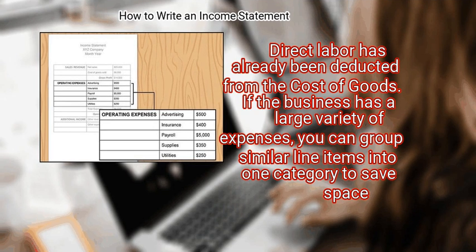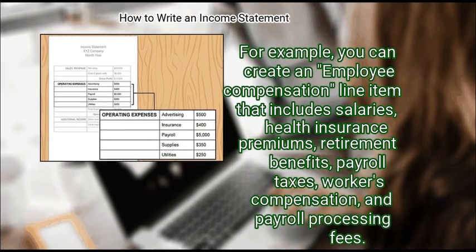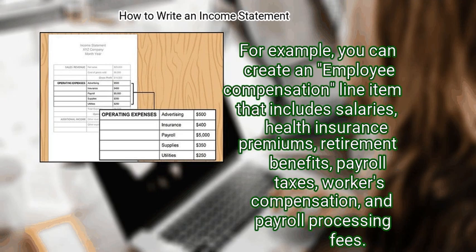If the business has a large variety of expenses, you can group similar line items into one category to save space. For example, you can create an employee compensation line item that includes salaries, health insurance premiums, retirement benefits, payroll taxes, workers' compensation, and payroll processing fees.